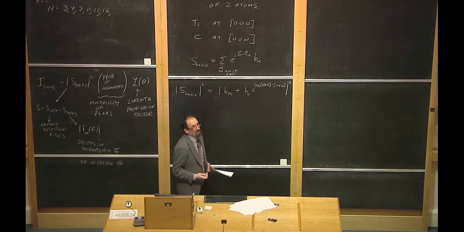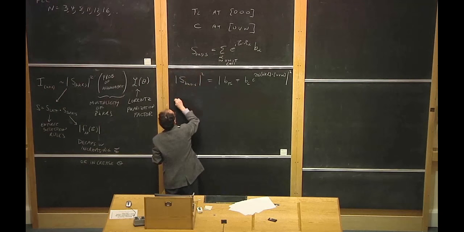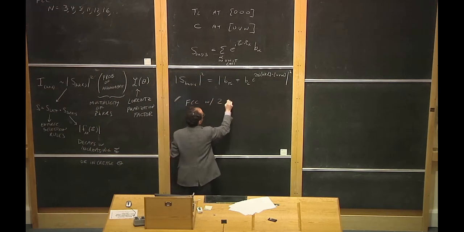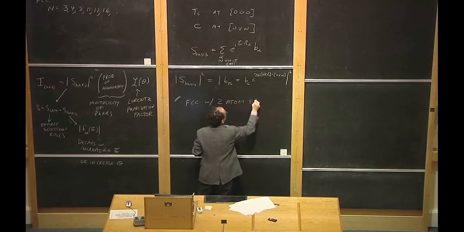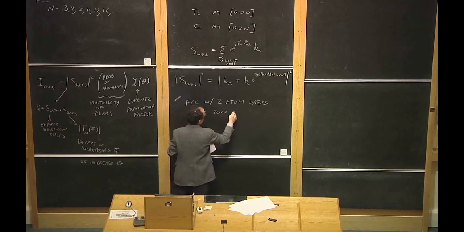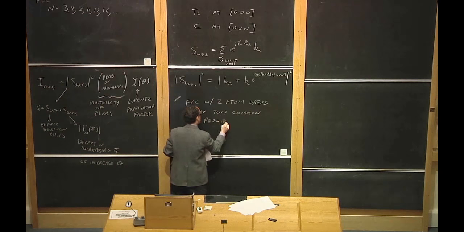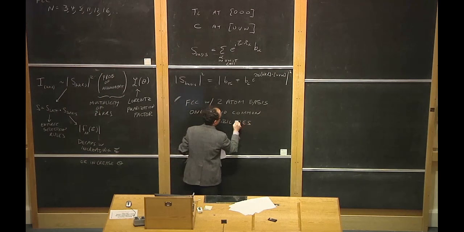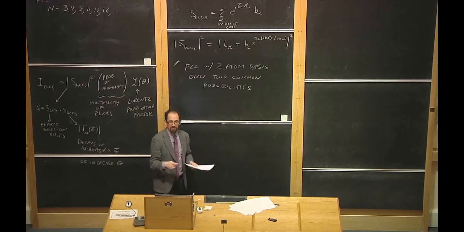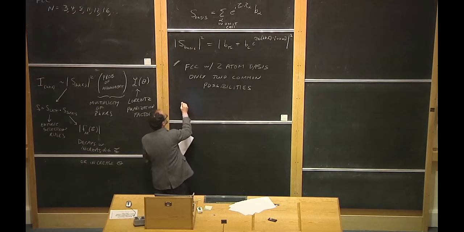Well, we can make a little bit of progress if I give you a hint. This is the kind of hint you get on an exam. For FCC with a 2 atom basis, there's only 2 common possibilities. In fact, I don't even know of any cases that are not one of these two. There may be even a theorem that you can't have anything else. I'm not sure about that, so don't quote me. But anyway, the two possibilities, we've seen them both before.